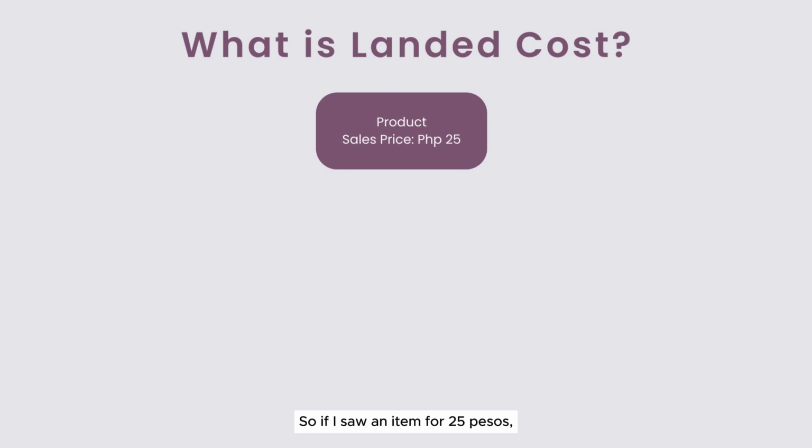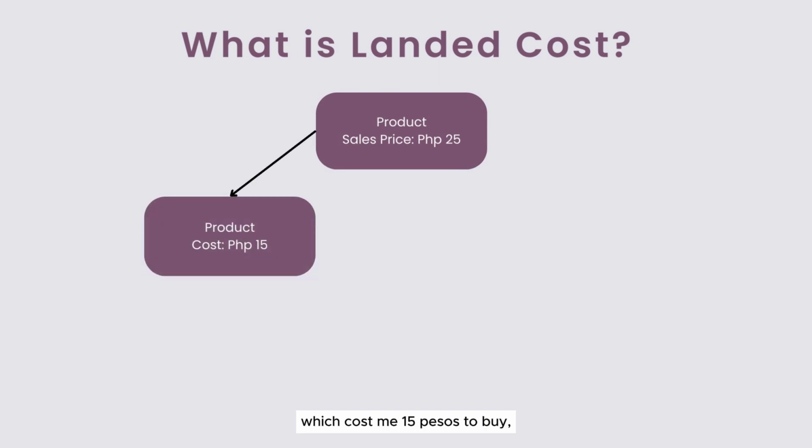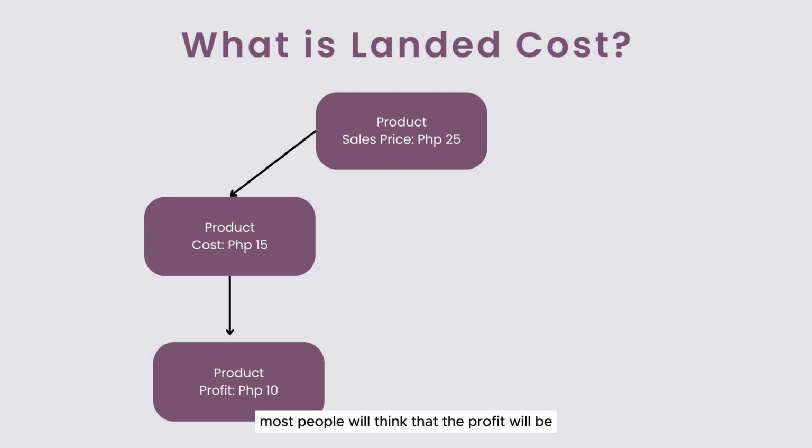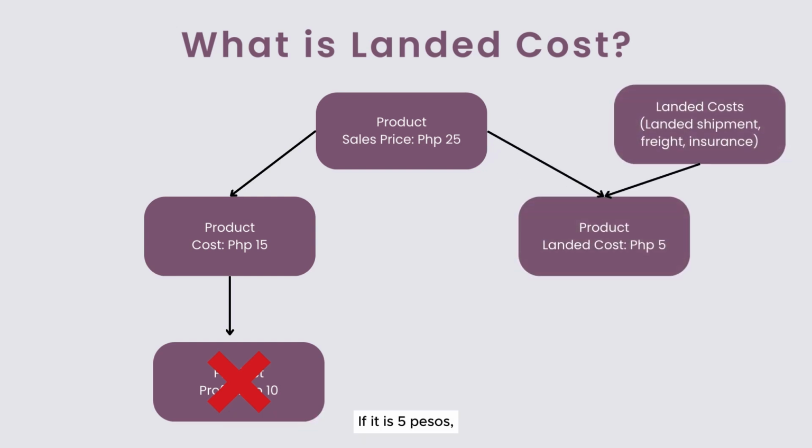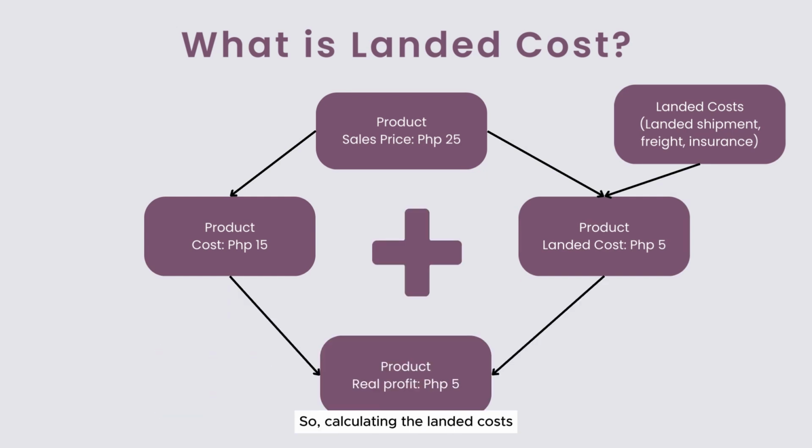So if I sell an item for 25 pesos, which cost me 15 pesos to buy, most people will think that the profit will be 10 pesos, but it won't. In fact, we also need to consider some other costs such as the cost of shipment. If it is 5 pesos, then my total profit for that item will be 5 pesos, not 10. So, calculating the landed costs prevents me from making poor buying decisions.